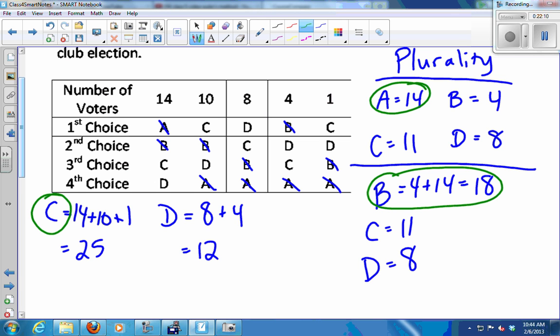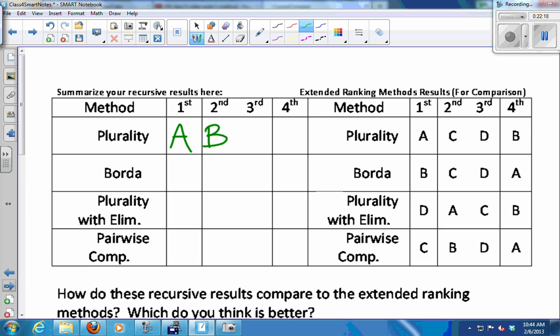Which leaves D in last place. So C wins the matchup of the total losers, the bottom of the pack. So C gets third place, and D gets last. Make sense? All right, you guys attempt the other 3.